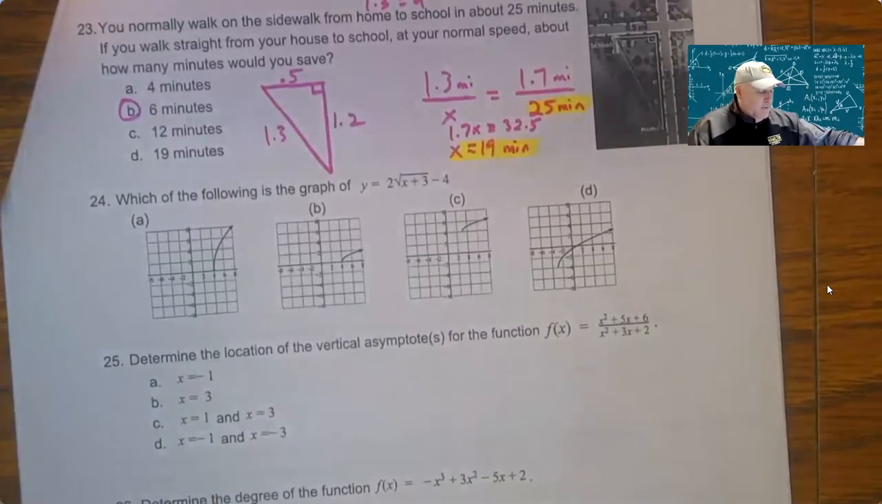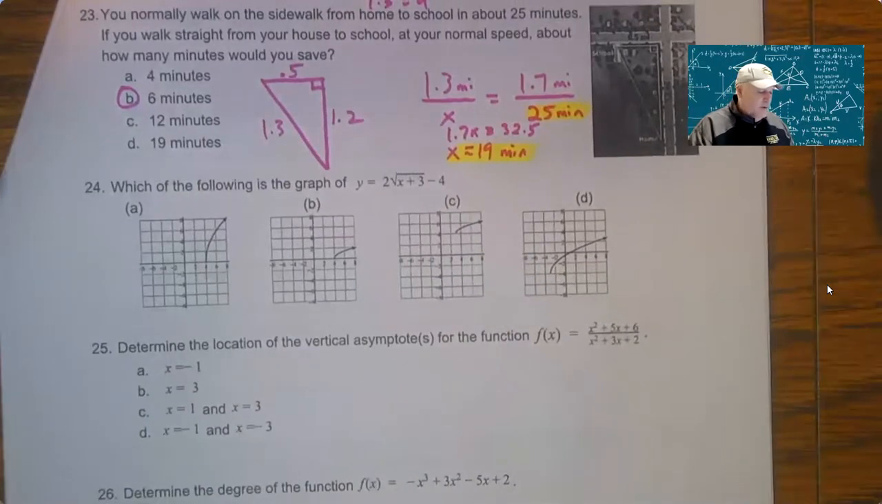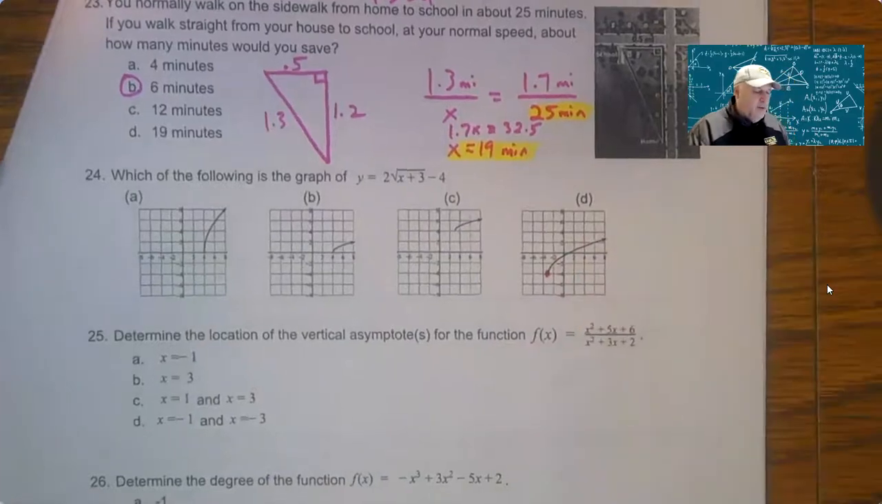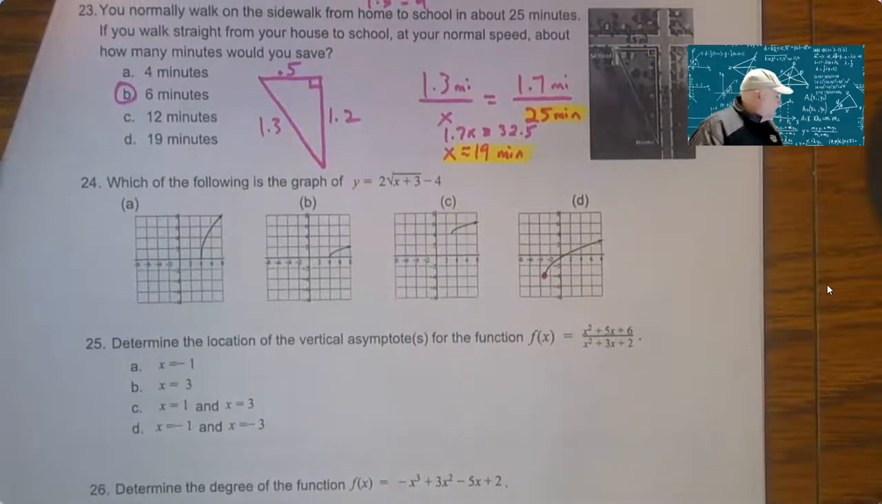Problem 24. Which of the following is the graph of 2 times square root of x plus 3 minus 4? I see a starting point of -3, -4. Which one has that starting point? And that is D.